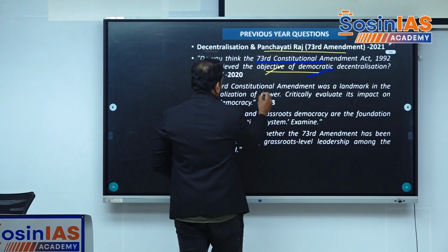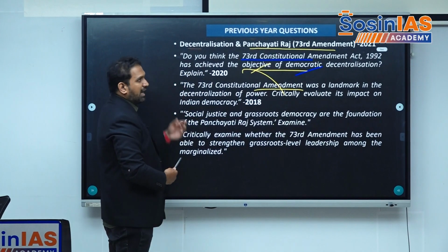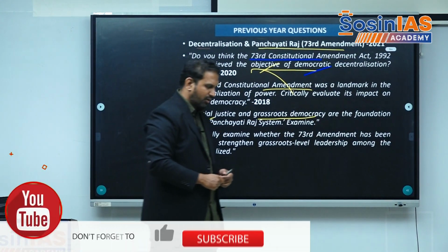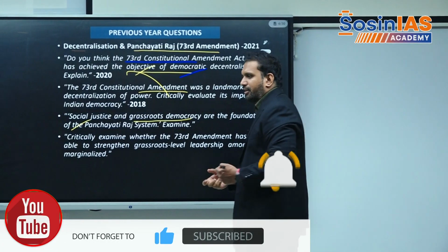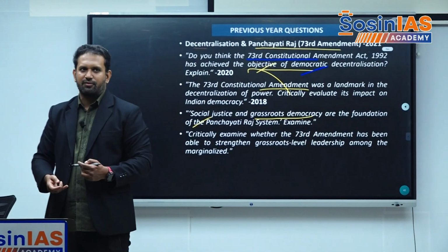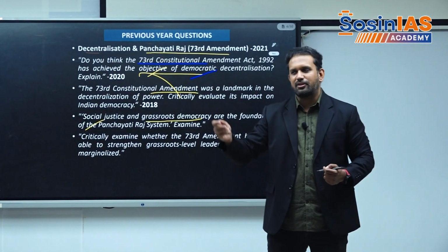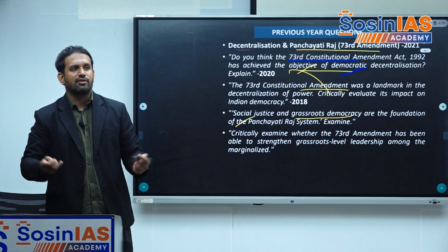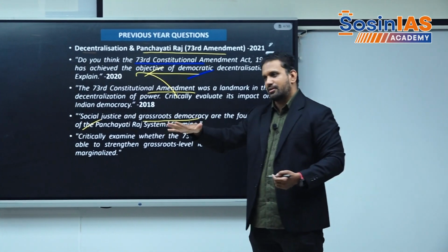The 73rd Constitutional Amendment Act was a landmark in the decentralization of power. Again the same thing, critically evaluate. Again they asked about the 73rd only. Social justice and grassroots democracy are the foundation of the Panchayat Raj system, right or wrong? One important area of social justice is to dismantle gender inequality, which is why 33% reservations are given for women. Another important ingredient of social justice is caste: lower caste representation is not there, and caste rigidities and inequalities exist. That's why seats are also reserved for SCs and STs. So they are the foundations for creating a balance of power between all classes, all genders, all castes. That is what it is.